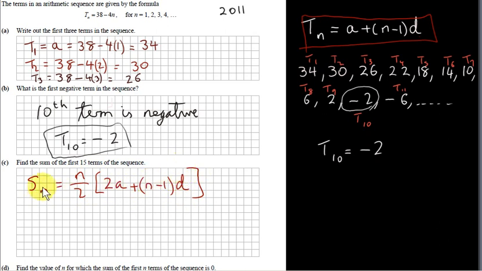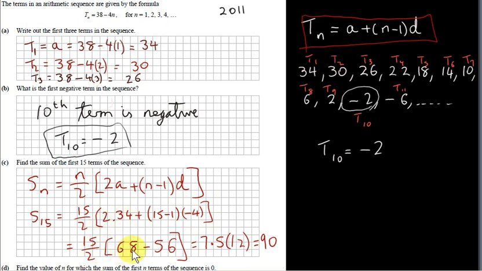So what do we need? We need the sum of the first 15 terms. Well, that's just S15. So 15 goes in for n. We need a, which is the first term. First term is 34. 15 minus 1 here. What's the difference? Well, I showed that to you already. The difference is any term minus the previous term. So to say the second term minus the previous term, 30 minus 34 is minus 4. So the difference is negative here. In here we get 2 times 34 is 68, plus 14 times minus 4 is minus 56. So we get 68 plus minus 56, or 68 minus 56, which is 12. And 15 divided by 2 is 7.5. 7.5 times 12 is 90.